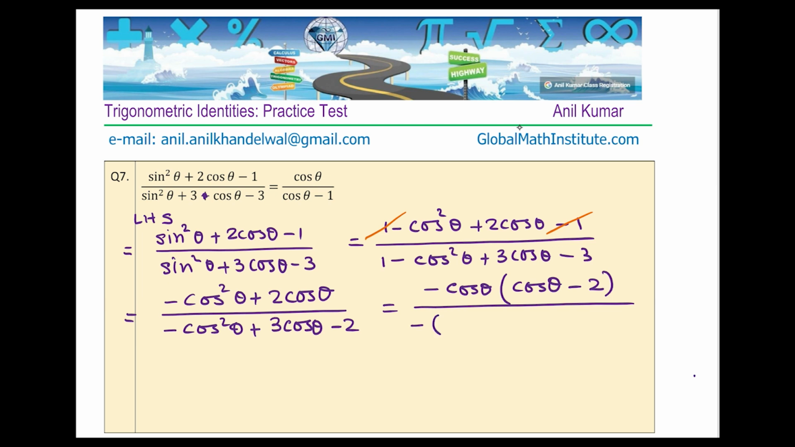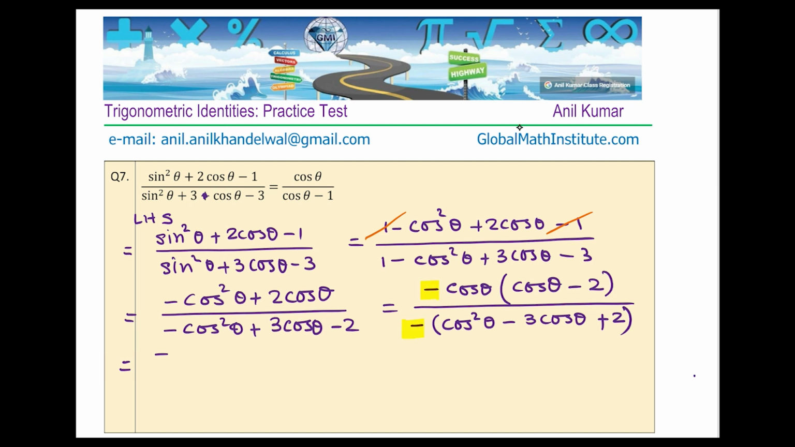So we'll take minus common. I prefer to write this with positive coefficient. So it is cos²θ minus 3cosθ plus 2. So we can now factor this. We need product of 2 and sum of minus 3. So minus 2 and minus 1 can work. So we can write this as minus cosθ. Minus and minus will cancel.